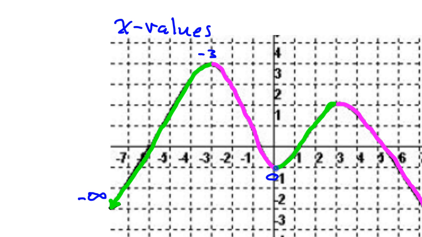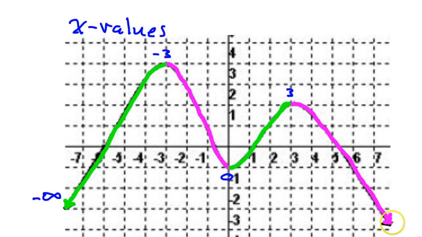This is an x value of 0. And then back to the green, this goes from 0 to 3, an x value of 3. And then over here on the right, this is positive infinity. Again, yes, I see that it's going down, but we are talking about x values. And this is going to the right, so that's an x value of positive infinity. When you say down, you're talking about y values. So this first increasing interval is from negative infinity to negative 3, looking at the x values.